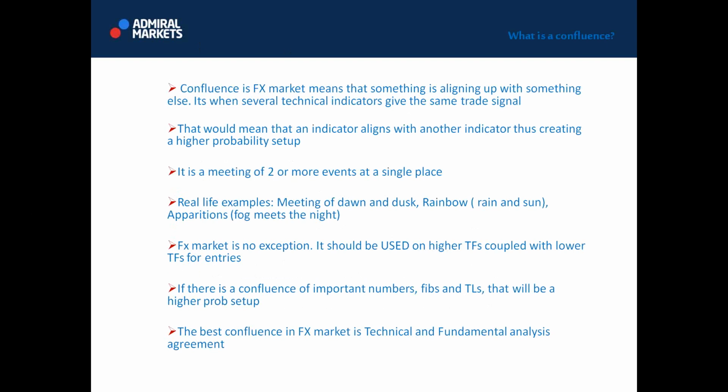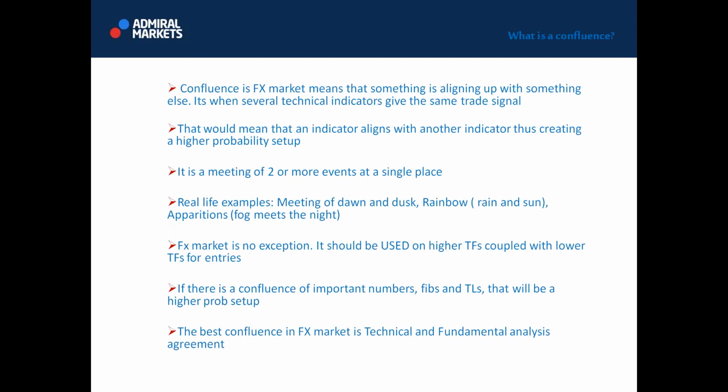Also, a confluence means that two or more events are meeting at a single place. From real life examples, we can see, for example, the meeting of dawn and dusk. That particular time when dawn and dusk meet each other is called a confluence. Rainbow: when rain and sun meet each other, we get a rainbow. Unusual apparitions which many people sometimes meet in the night or close to graveyards happen when fog meets the night. So basically when two or more things get in the same place, they create an effect. That effect in a Forex market is called confluence.